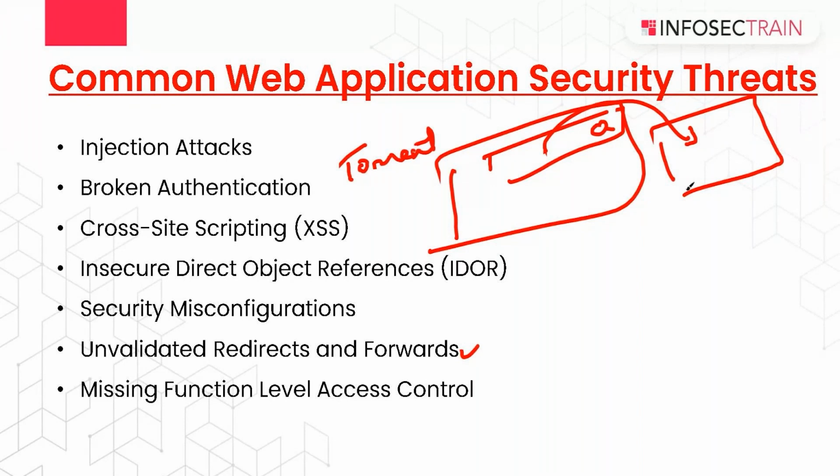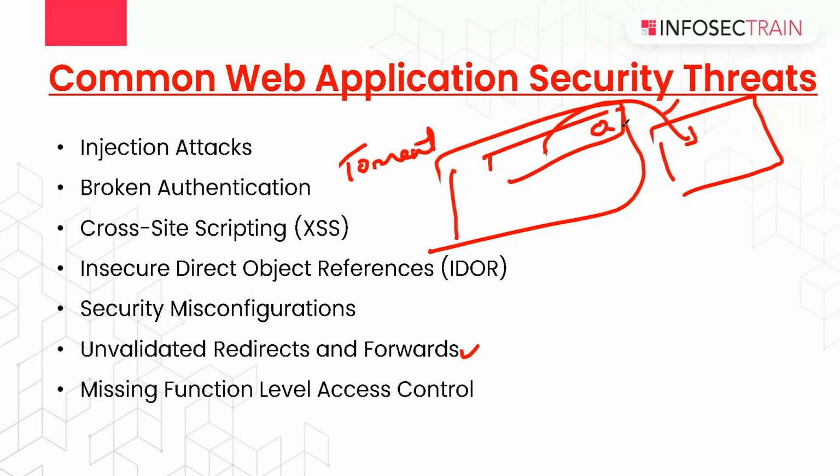This type of vulnerability occurs whenever our web application does not properly validate these redirects, these URLs, like where they are going to redirect us. Then the attacker can modify this redirect parameter and redirect the users to malicious websites.